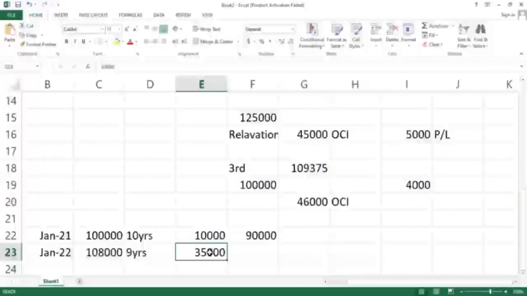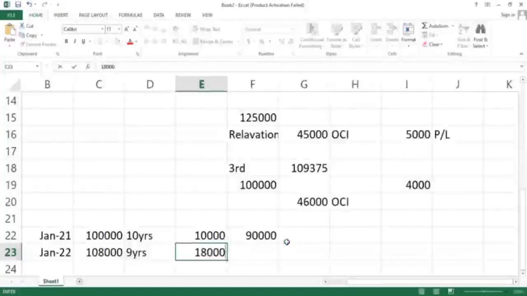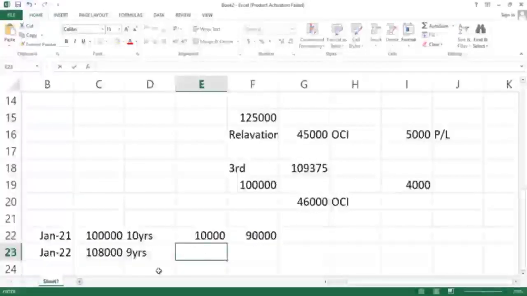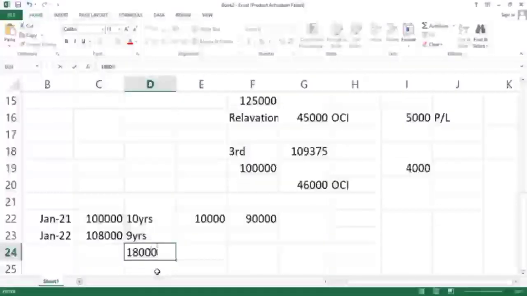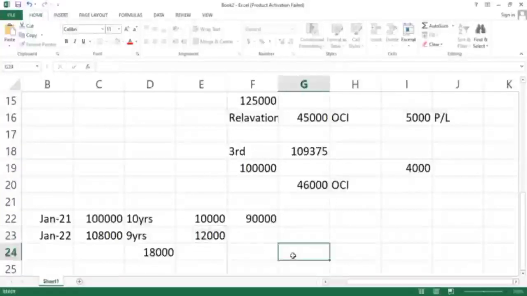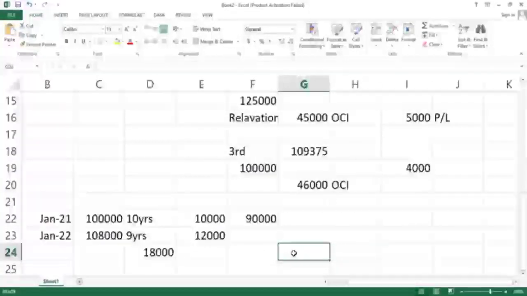So the gain will be what? 18,000. Okay, let's make the gain 18,000. So what will be the depreciation now? 12,000. The gain is 18,000, isn't it? And the depreciation now is 12,000. What happens to the depreciation? Depreciation has increased. Increased by how much? 2,000.